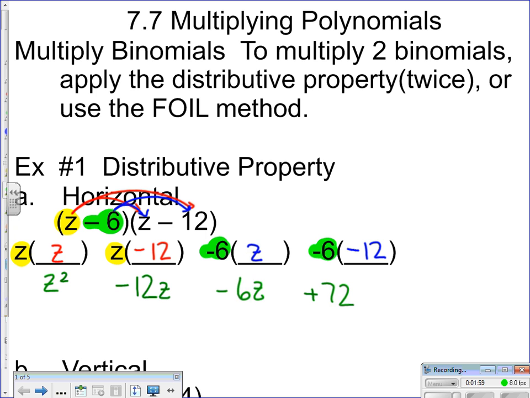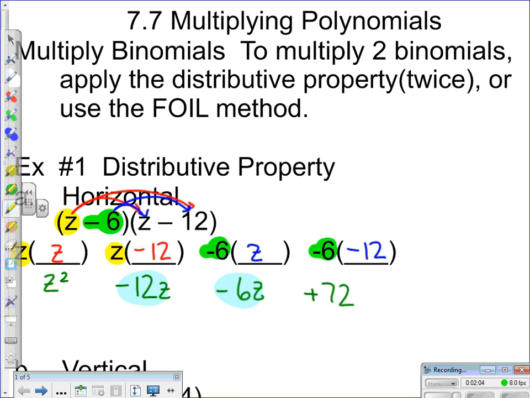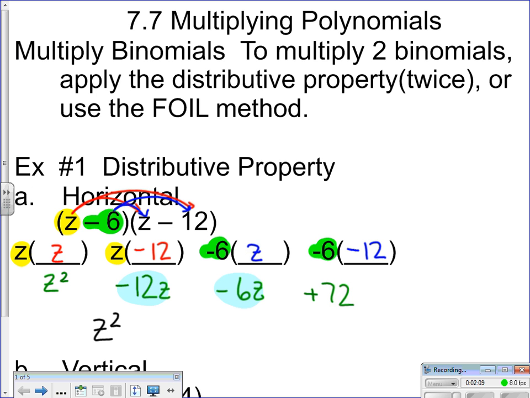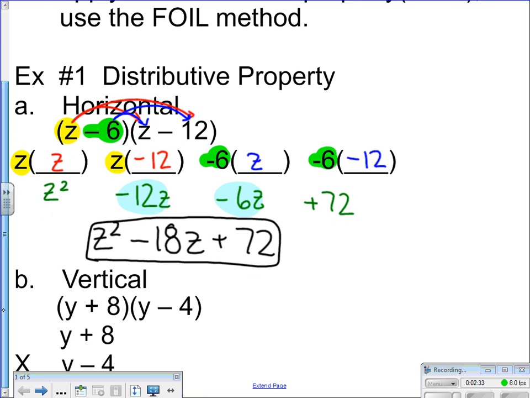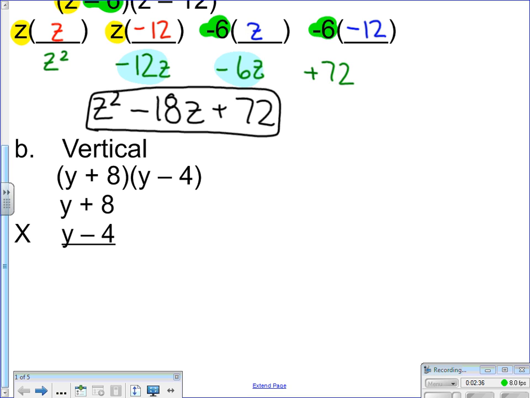Now if you notice, I do have some like terms. They're going to need to be combined. So our final answer will be z squared, a negative 12 and a negative 6 make negative 18z plus 72. And that is our final answer. So when you do these, you should have two terms that combine together. They should be the ones in the middle. All right, that's how you can do the problem horizontally. If you prefer the vertical method, I'll show that to you now.